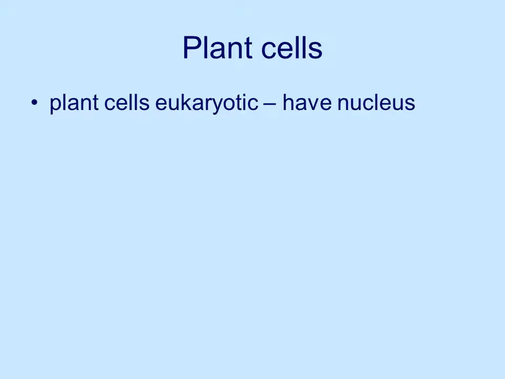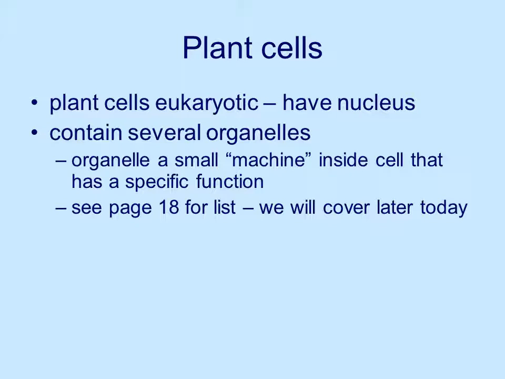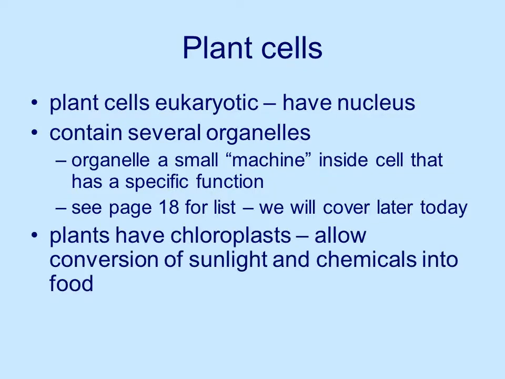Plant cells are eukaryotic. Plant cells have a nucleus. They contain several organelles, little machines inside the cell that have a specific function. And there's a list on page 18. We'll talk about them a little bit later today, but you need to go over that list to be familiar with what the different parts of a cell are, because these are important.